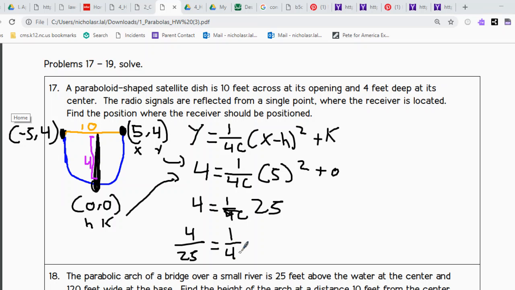Why divide each by 25? I mean, if I made 25 the numerator, I'd just do it as 4 over 1. Either way, you cross multiply, and you get 25 is equal to 16c.